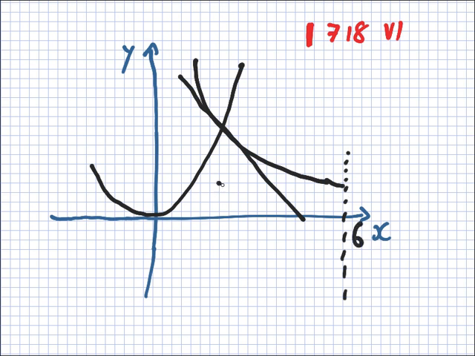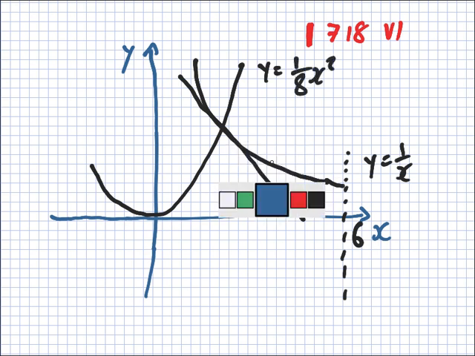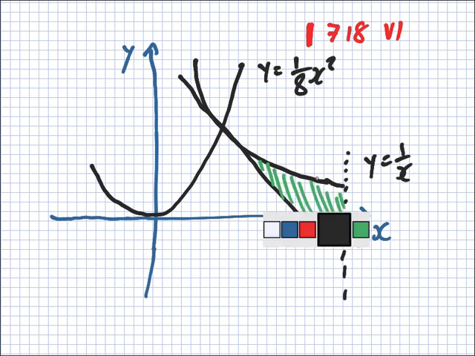Oh, and this curve is y equals 1 over x. And then the quadratic is y equals 1 over 8 x squared. And later we'll be looking for this area. Yeah, that's a bit tricky, all right. Okay, thank you.